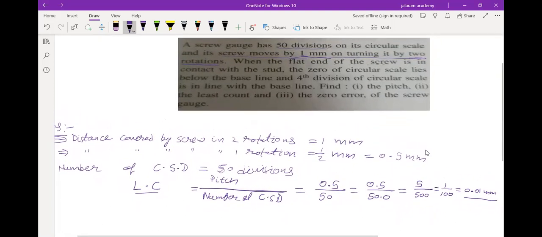Now further read it. The next thing which we require is what? The main scale reading. So is anything given about this? When the flat end of the screw is in contact with the stud, we know that the stud is the fixed end and the flat end is the movable one. When they are in contact with each other, what do you want to find in this?